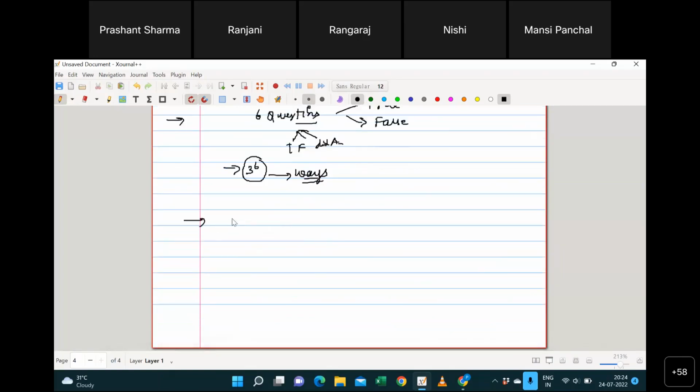Okay. Suppose you have 5 pens and 2 blank pen boxes. In how many ways can you arrange your pens in these two pen boxes? Yes, please think.